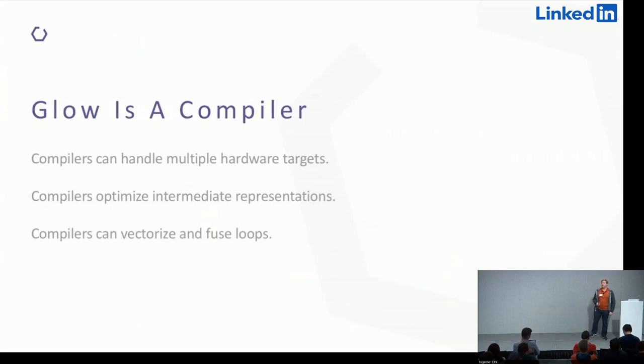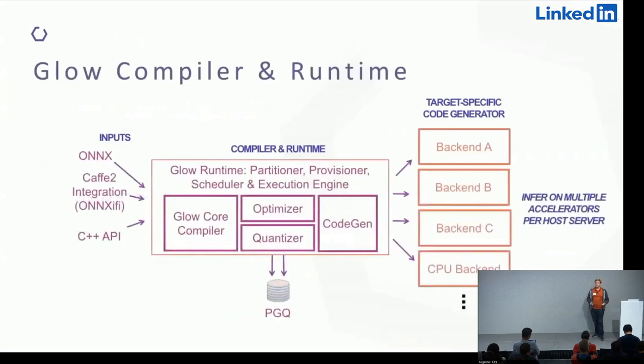So let's talk about Glow as a compiler. Compilers can do a couple of things. They're good at targeting multiple different hardware platforms. They're capable of compiling intermediate representations, and they're really good at doing things like vectorizing and fusing loops, all things that we want to use.